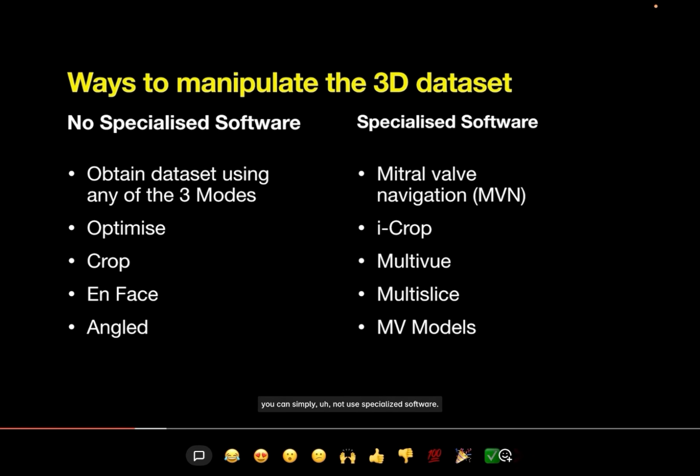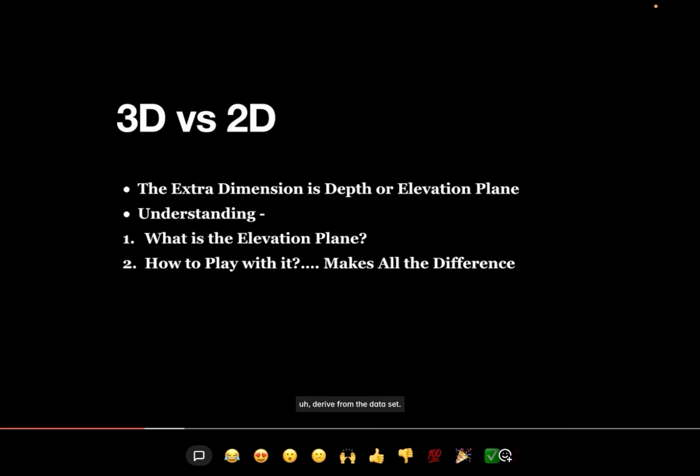You can simply not use specialized software. You can simply optimize, crop, use the en face view, use the angle view to look at the mitral valve, or you can use specialized software like mitral valve navigation, eye crop, multi-view, multi-slice, and even mitral valve models that you can derive from the data set. So 3D versus 2D, the extra dimension is depth or the elevation plane. If you understand the elevation plane and how to play with it, it makes all the difference.